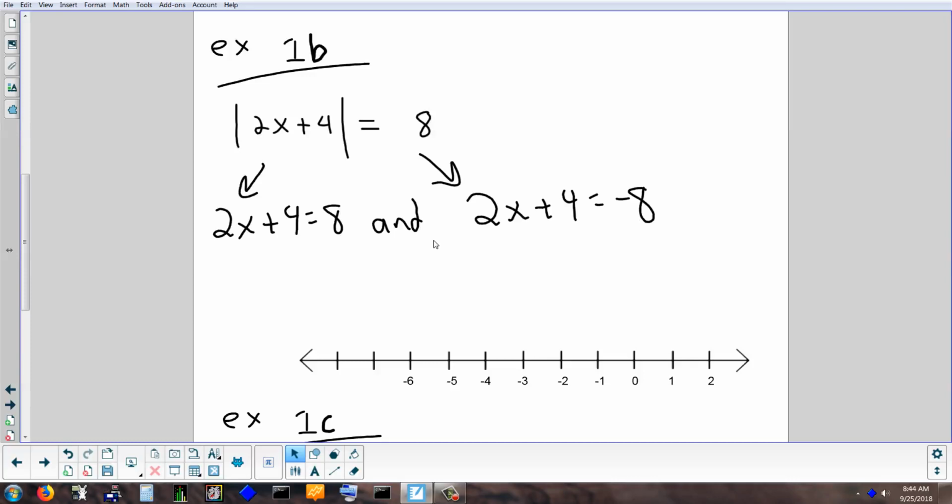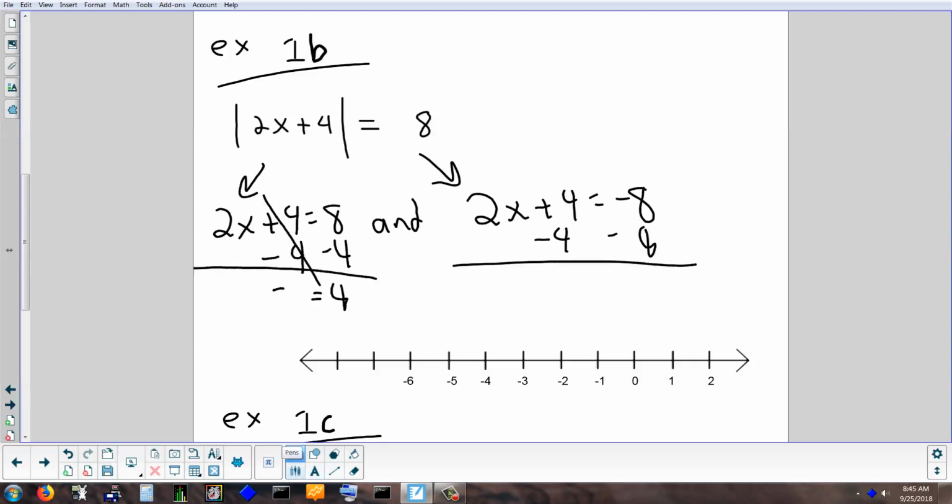Subtract 4. I'm going to do it in both, but we'll just come back to this one later. This will cancel out. I'm going to get 4 here. It's 2x. My last step. How about Catherine? My last step for this one: divide by what number? 2. Divide by 2. X equals what, Catherine? 4 divided by 2. 2.